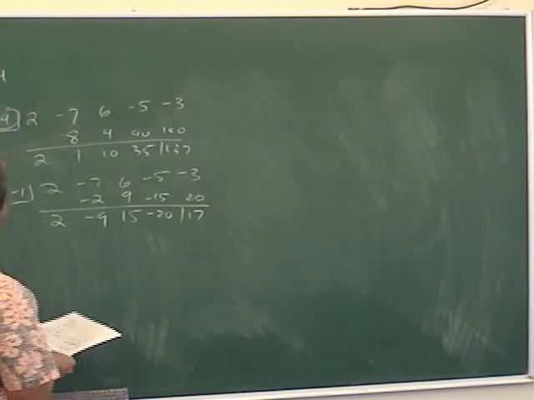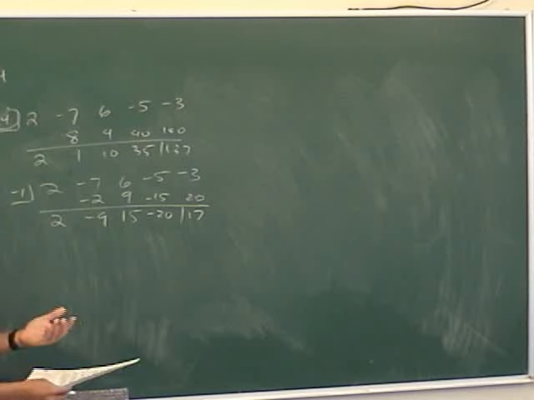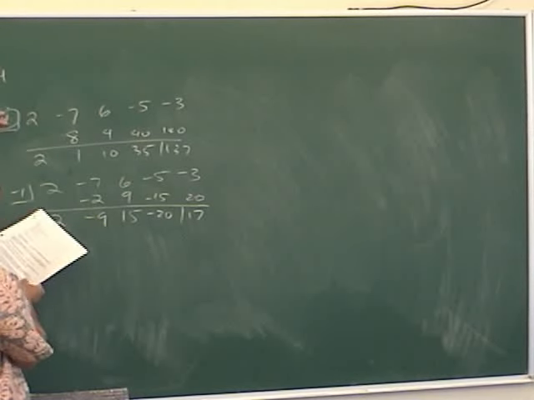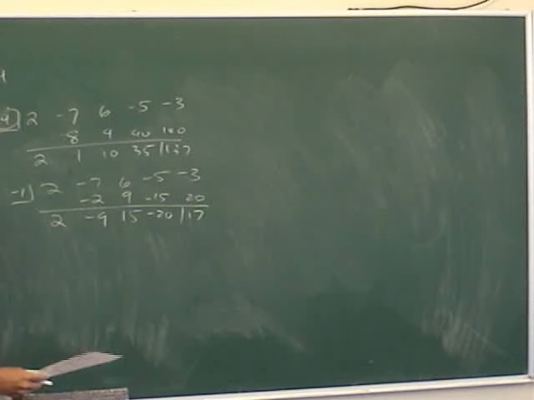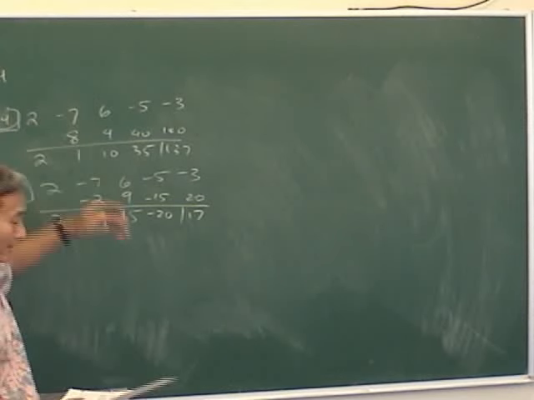So that means the roots of this equation, if there are rational roots, have to be between -1 and 4. You know what I'm talking about? There's nothing outside of that.